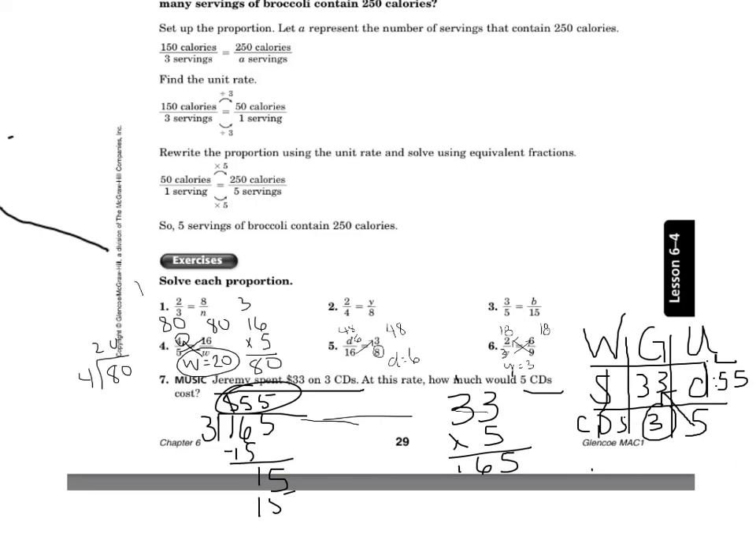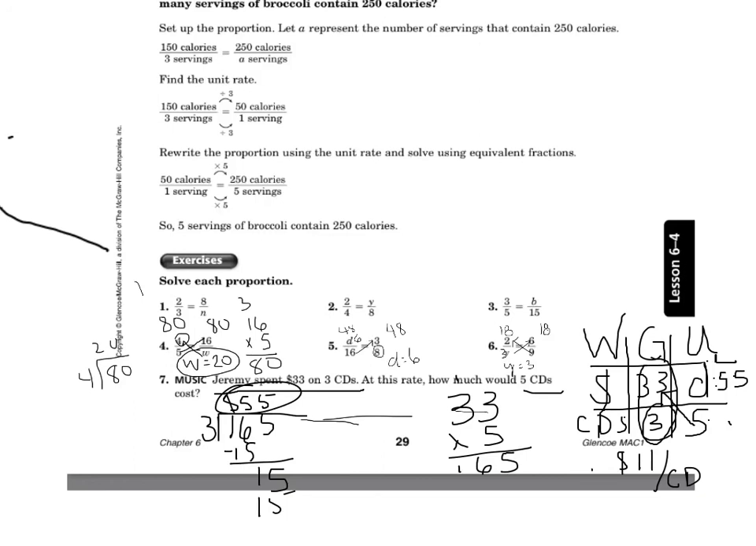And that makes sense because $33 for 3 CDs is how much per CD? Divide it. That's $11 for each CD. Is this one $11 for each CD? Yeah. 5 CDs times $11 is 55. So that is proportional. Okay.